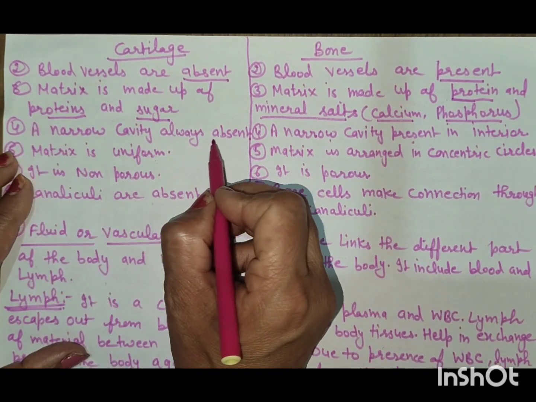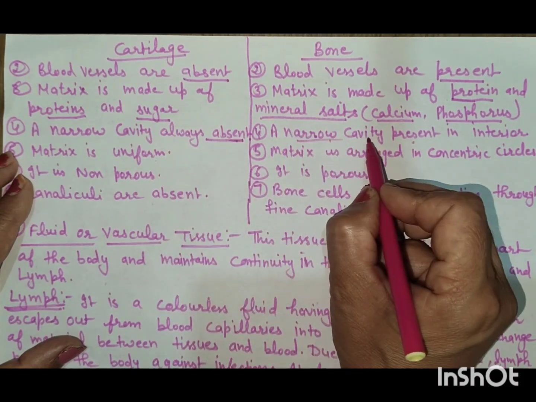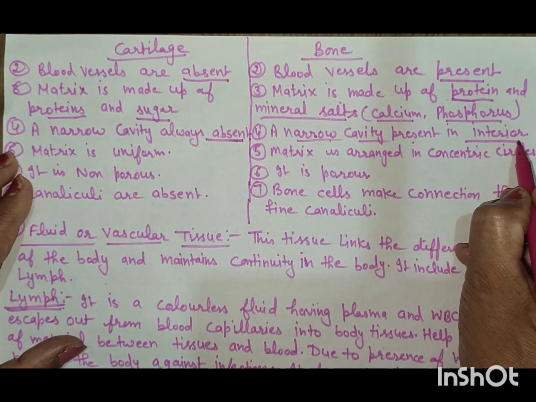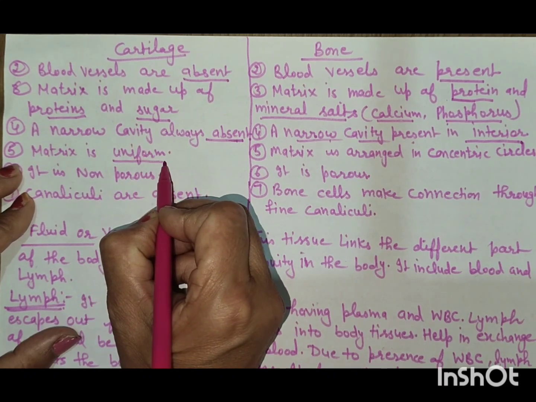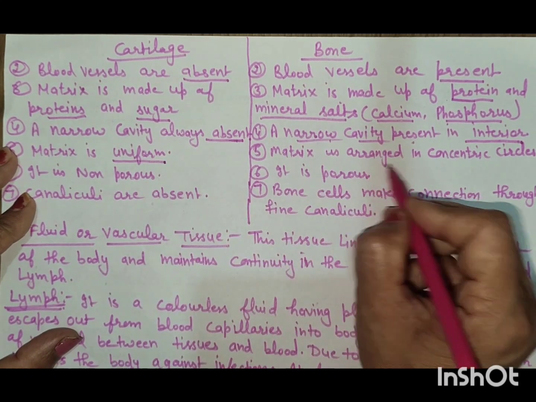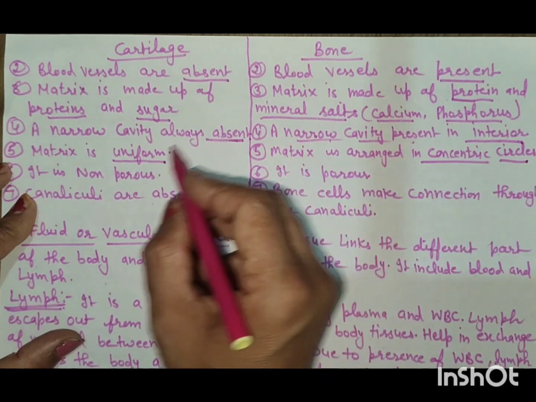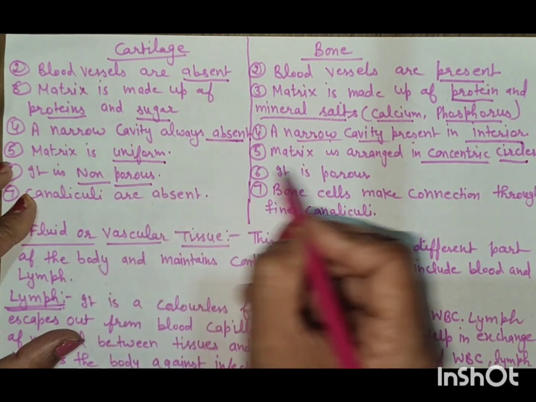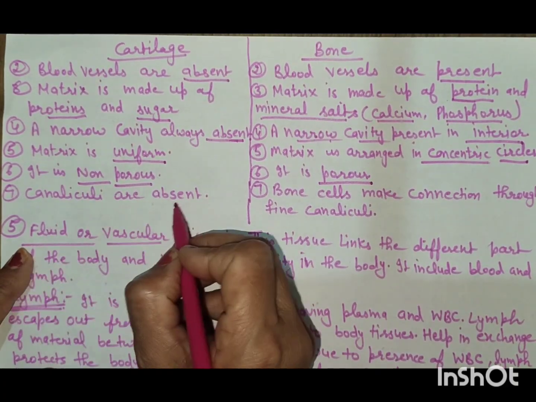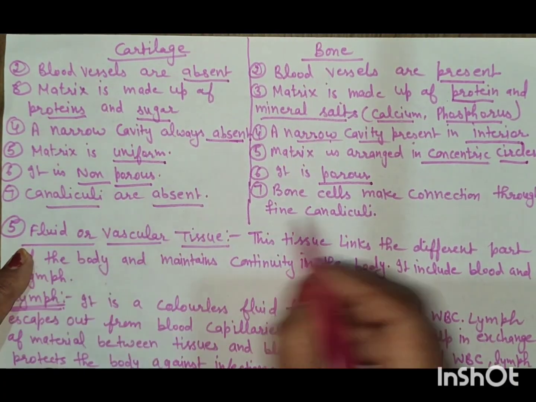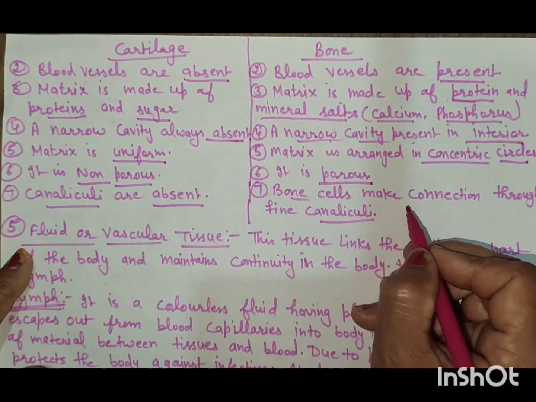A marrow cavity is always absent in cartilage, but a marrow cavity is always present in the interior of bones. Matrix is uniform in cartilage, but in bones the matrix is arranged in concentric circles. Cartilage is non-porous, but bones are porous. Canaliculi are absent in cartilage, but present in bones.